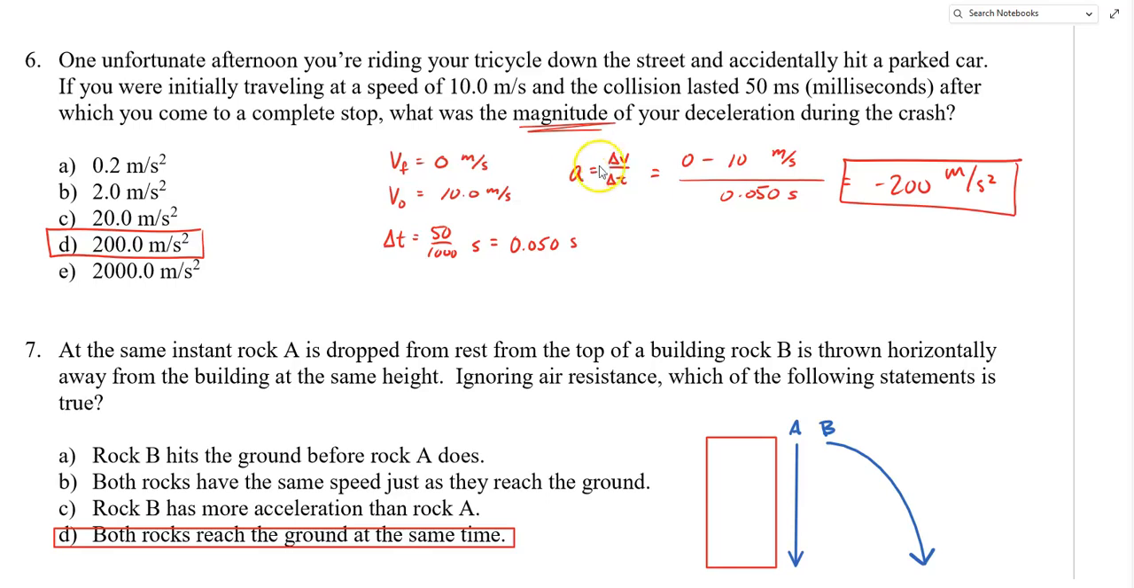On my formula sheet, I just use the formula: the average acceleration is the change in velocity over the change in time. Recognizing that the change in velocity requires final velocity minus initial velocity, 0 minus 10, giving us a negative quantity, divided by 0.050 is a negative 200. Now, with the question asking for magnitude, all that we're interested in is the numerical quantity, 200, and that's why we'd go with D as our answer.